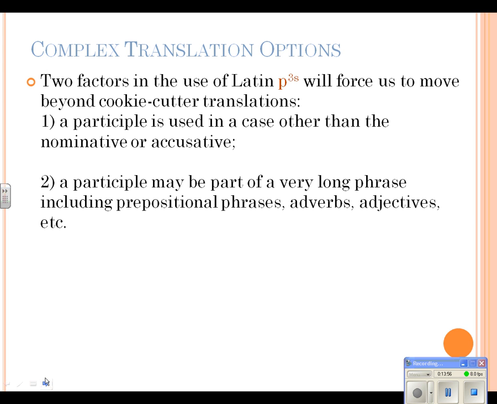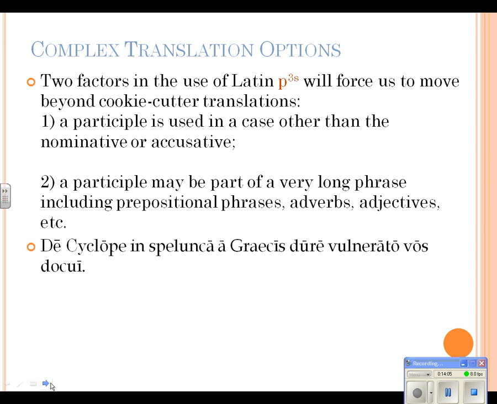A participle in Latin can be part of a very, very long phrase that is stuffed full of adverbs, prepositional phrases, and potentially even other modifiers. Now, I'm showing you a particularly gruesome example of such a really long phrase where there is a noun and it is described by a participle. But if we translated it with a cookie-cutter translation, my goodness, we would get lost.